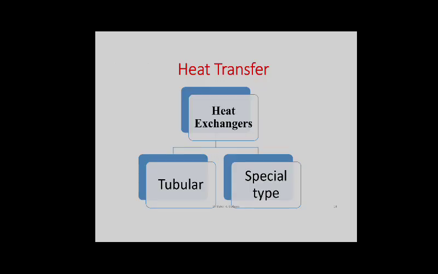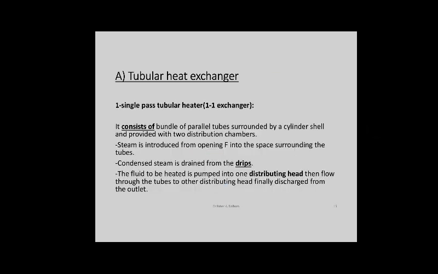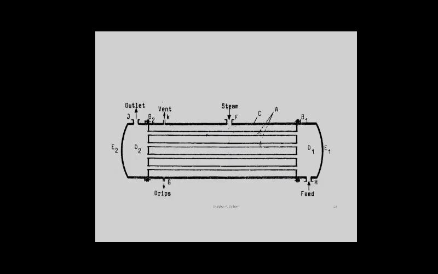A heat exchanger may be tubular or of a special type. Tubular heat exchanger number one, single pass tubular heater. It consists of a bundle of parallel tubes surrounded by a cylinder shell and provided with two distribution chambers. Steam is introduced from opening F into the space surrounding the tubes. The condensed steam is drained from the drip like this. Feed is introduced from here to go out from here.